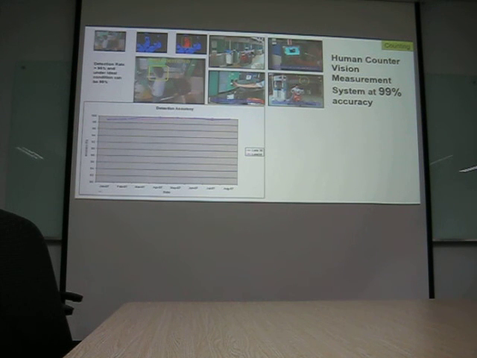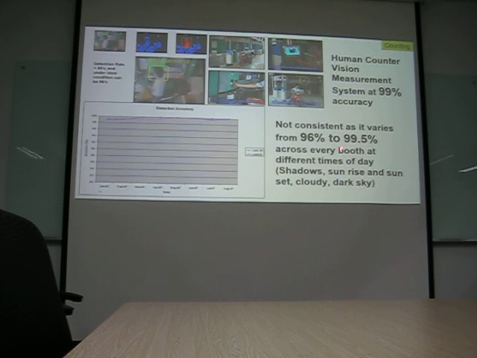So I told the IC guys, I can give it to you 99%, but it's not consistent. He says, can you guarantee? I said no. So it varies. It depends on shadow, sunrise, sunset, and every booth is different, some more, because they can't change the booth. The booth is given to you. So these are all the constraints.